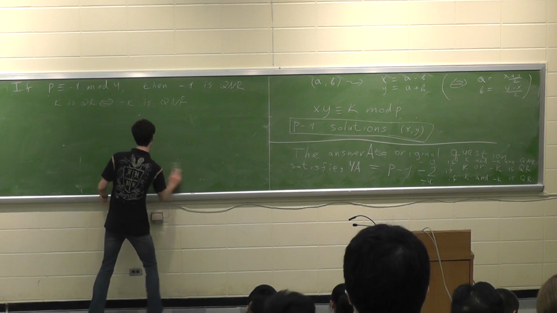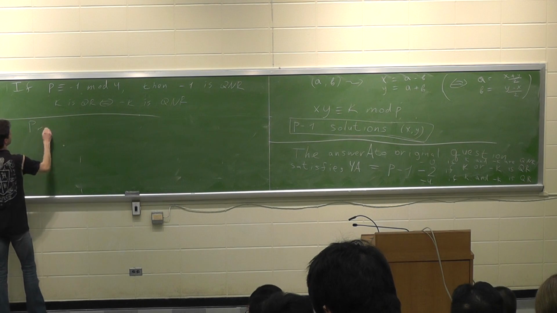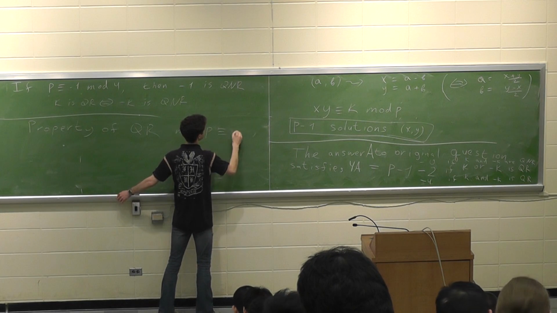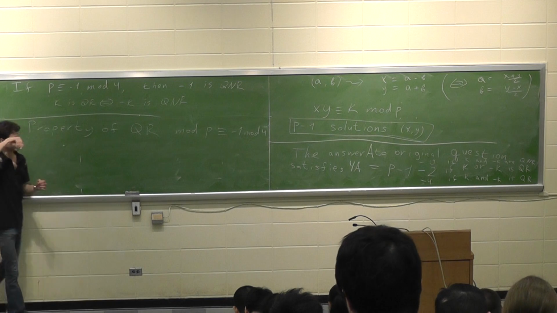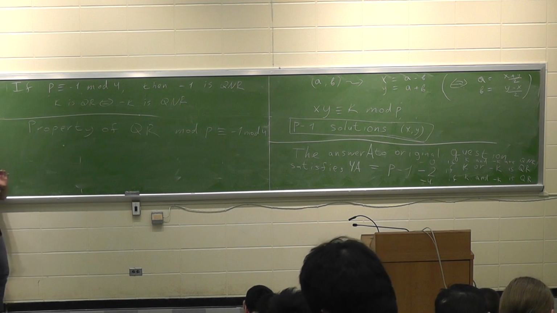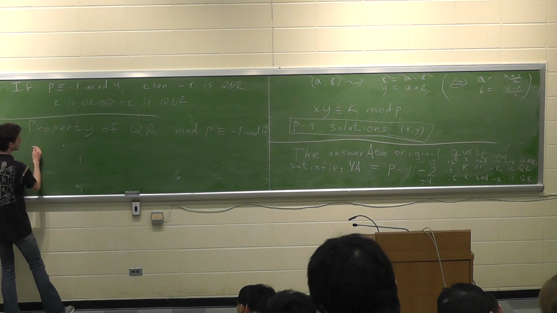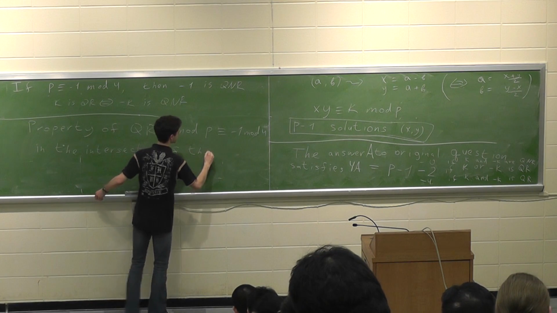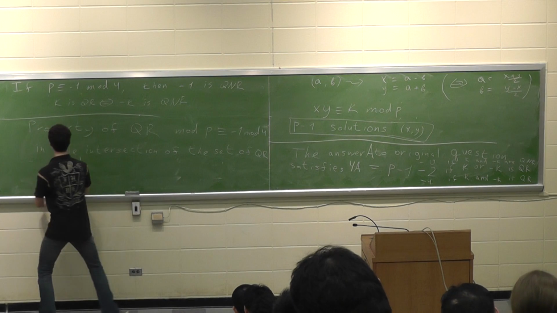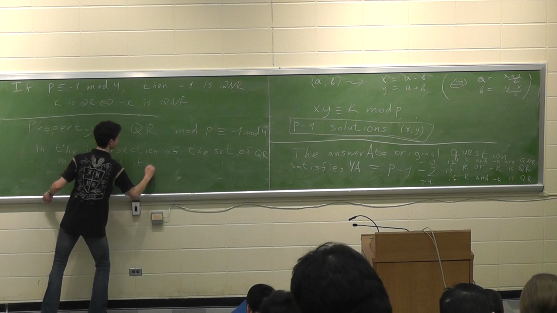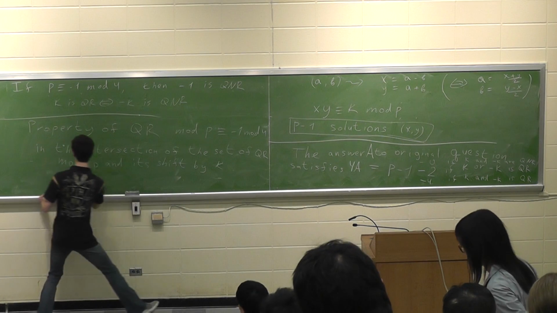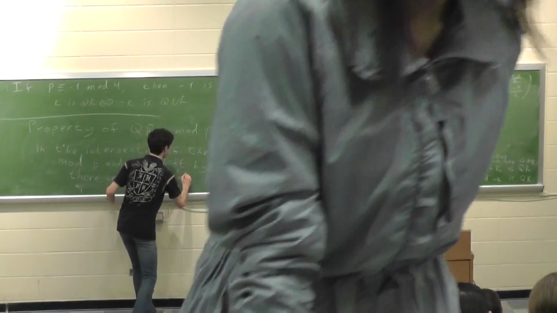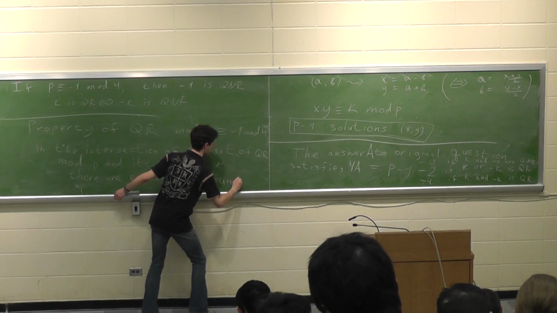So we get a funny property of quadratic residues modulo p, which is congruent to minus 1 modulo 4. The property is like this. If you take the set of quadratic residues and you shift it by any number k, in the intersection of the set of quadratic residues modulo p and its shift by k, there are exactly (p minus 3) over 4 elements.